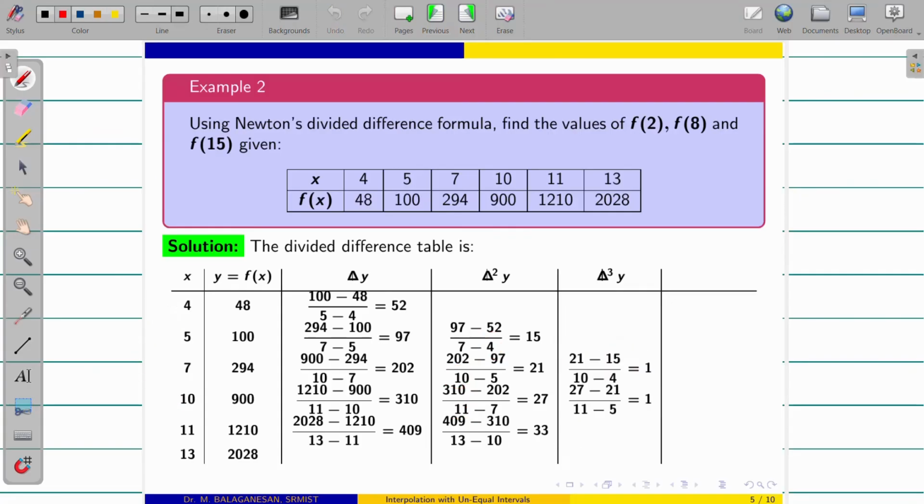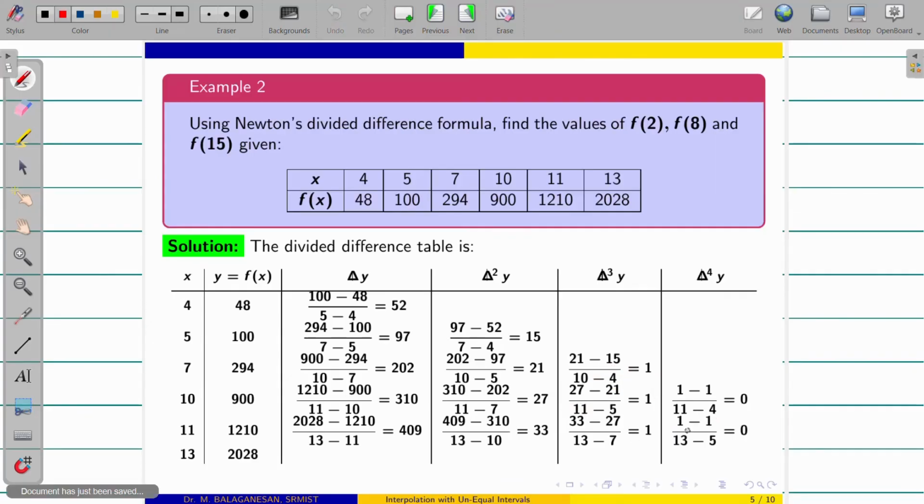Look at that here. 11 minus 5 because 11 is here, 5 is here. Similarly, for the next difference, 13. These two differences we are going to find: 13 minus, including the sign, 7. Now similarly for this, 1 minus 1 divided by 11 minus 4. Clear? It is easy to understand.